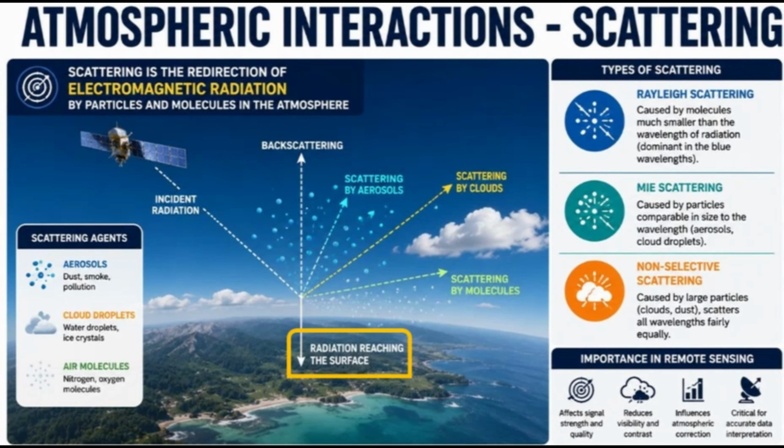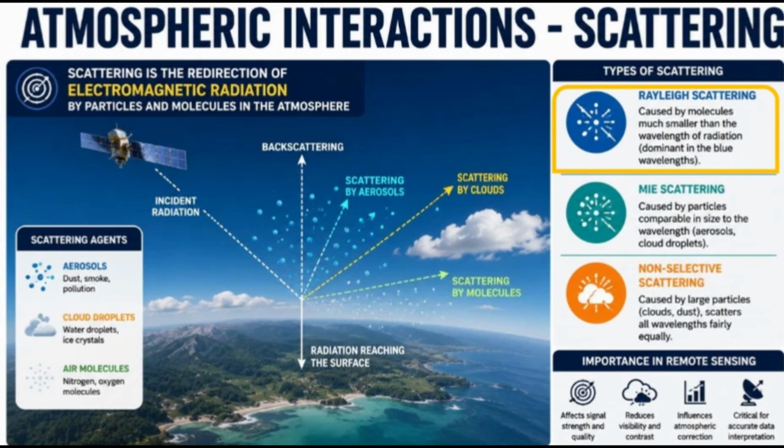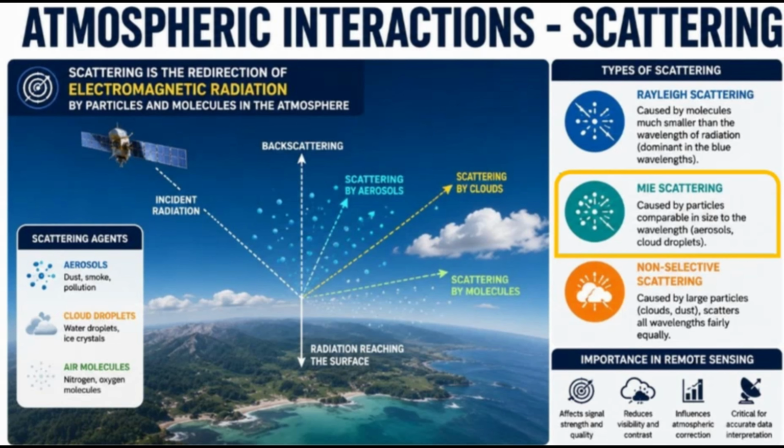Now, we have the radiation that has not been absorbed, or the radiation that has not been scattered reaching the Earth's surface. We have various types of scattering. Number one is the Rayleigh scattering. The Rayleigh scattering is caused by molecules that are much smaller than the wavelength of the radiation. They are dominant in the blue wavelengths. Then we have the Mie scattering. The Mie scattering is caused by particles comparable in size to the wavelength. Examples of these particles are the aerosols and the cloud droplets.